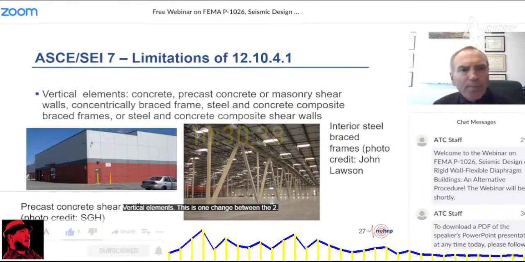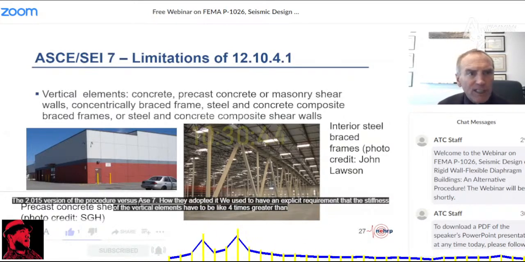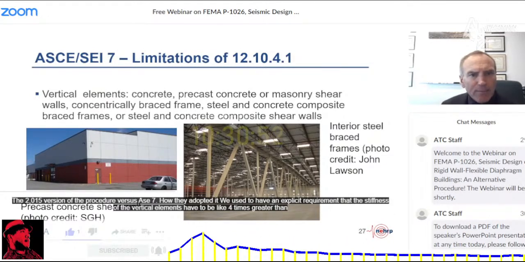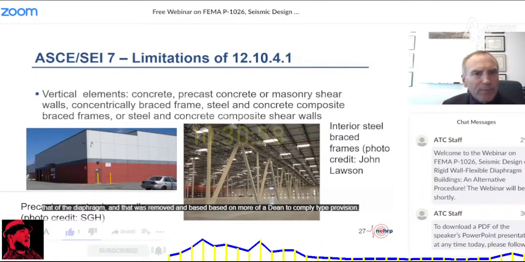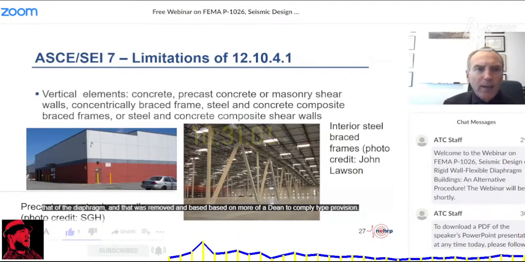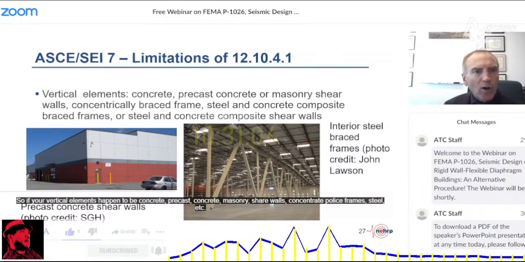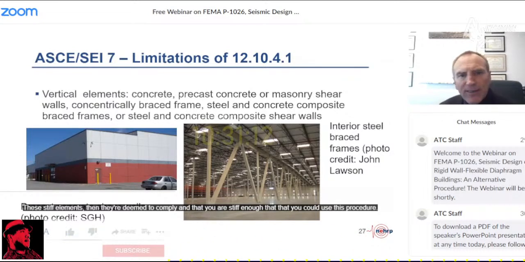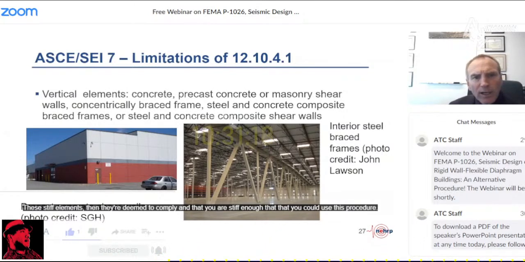Vertical elements: this is one change between the 2015 version of the procedure versus ASCE 7, how they adopted it. We used to have an explicit requirement that the stiffness of the vertical elements had to be like 4 times greater than that of the diaphragm. And that was removed and based on more of a deemed-to-comply type provision. So if your vertical elements happen to be concrete, precast concrete, masonry shear walls, concentrically braced frames, steel, etc., these stiff elements, then they're deemed to comply and you are stiff enough that you could use this procedure.